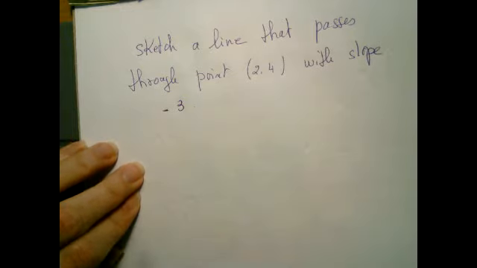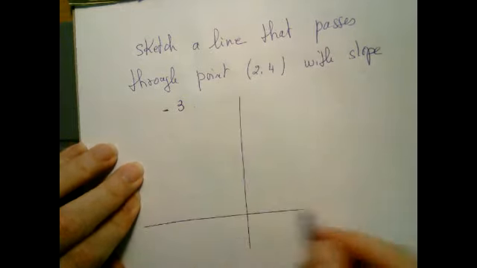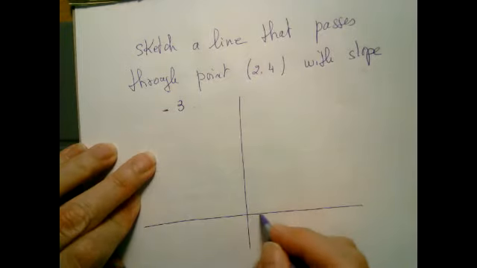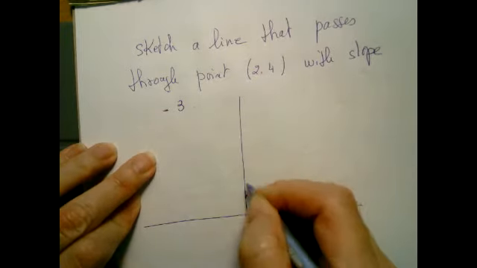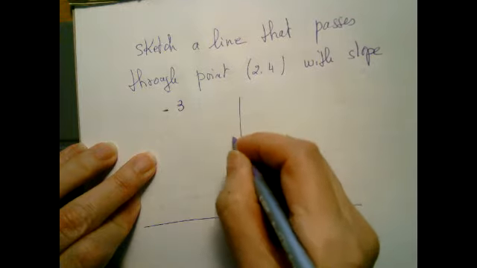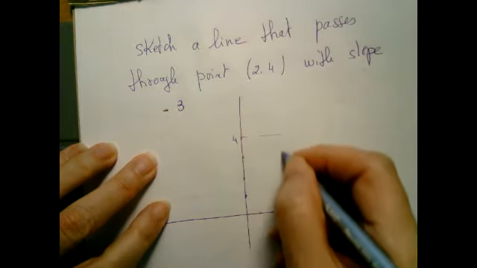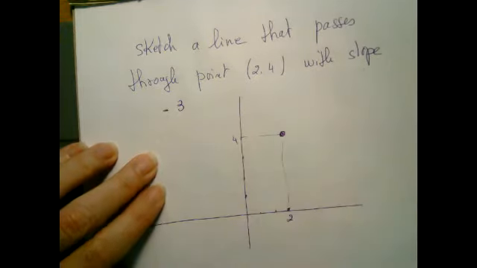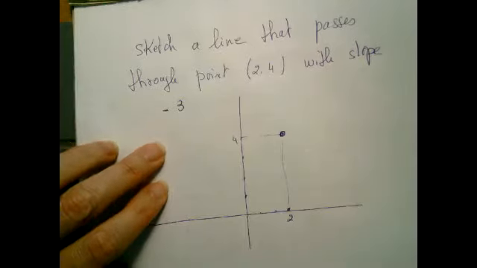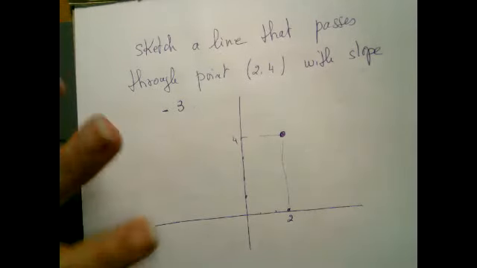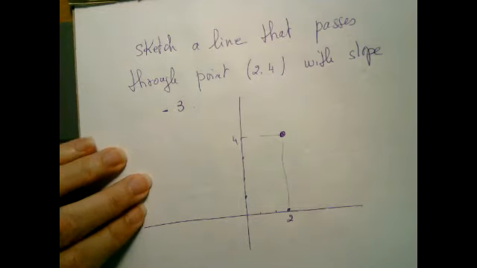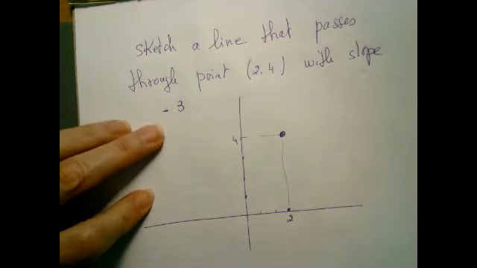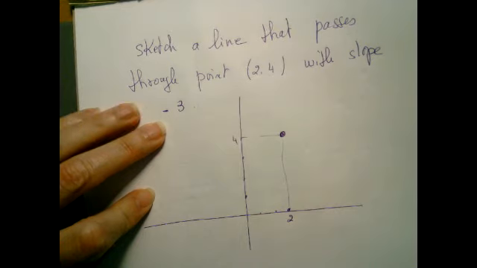Okay, so I want a line. The line passes through the point (2, 4). This is 2, and 1, 2, 3, 4, and this is 4. That's the point on the line. And please wait for mx plus b. I know that you guys have been taught mx plus b since middle school. I'm fully aware of that. All right, so this is the point (2, 4), and I want the slope to be -3.